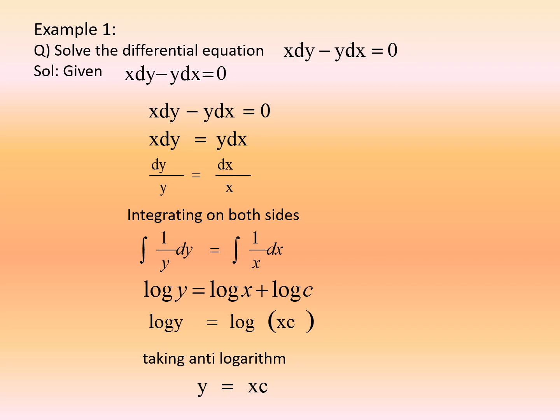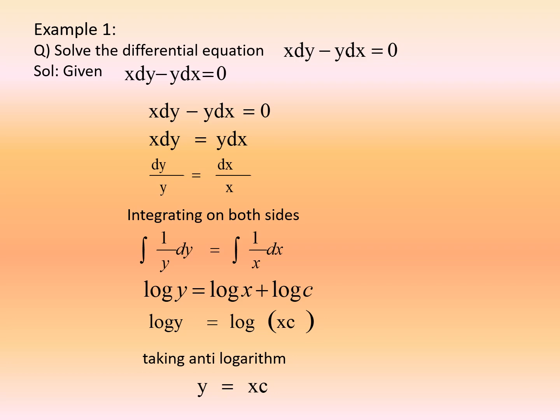Solve the differential equation x into dy minus y into dx is equal to 0. First write down the given equation as it is: x into dy minus y into dx is equal to 0. Next step, send minus y into dx to the right side. Then it becomes x into dy is equal to y into dx.